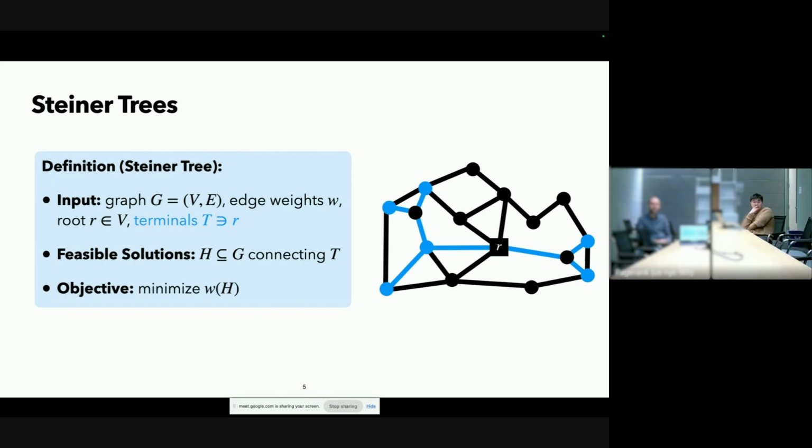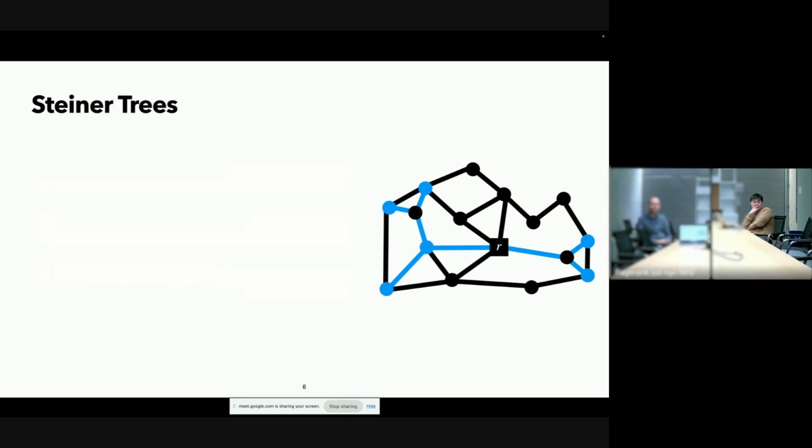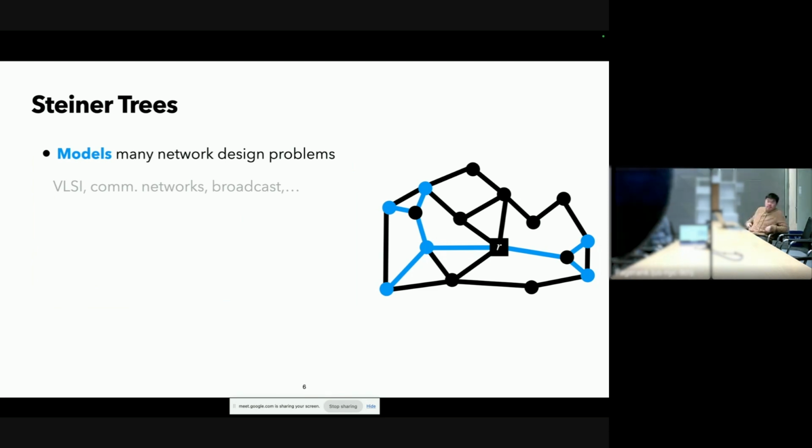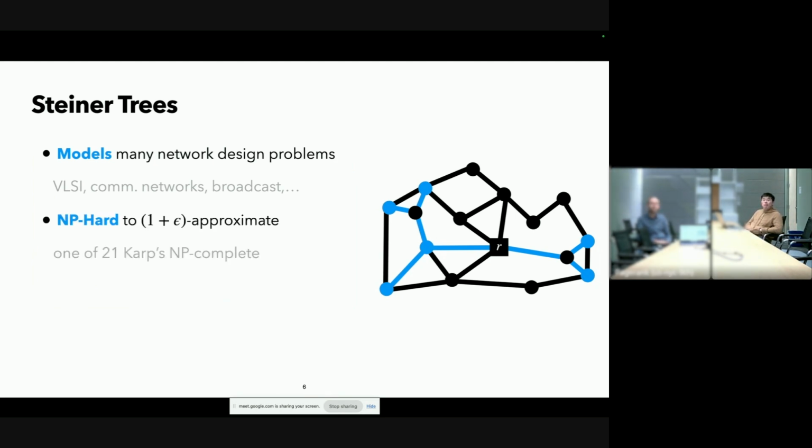Okay, so this is a very well-studied problem in algorithms. It models a lot of problems that people care about. If you look at any sort of VLSI chip design conference, there'll probably be papers about Steiner trees. It models these communication network and broadcast problems. It was one of Karp's original 21 NP-complete problems, so it's really one of these original hard problems. And in particular, it's so-called APX hard.